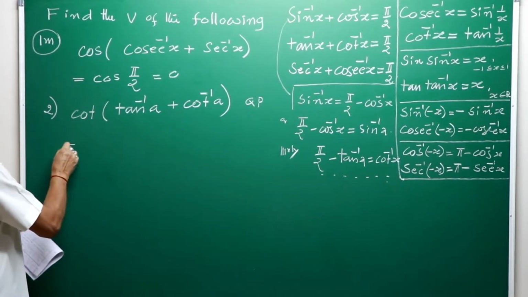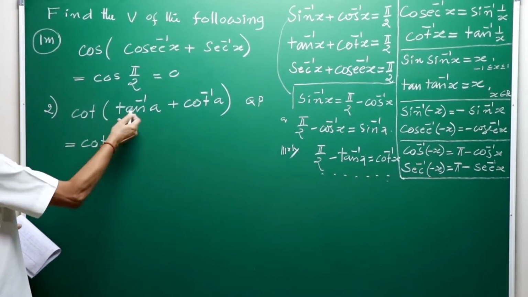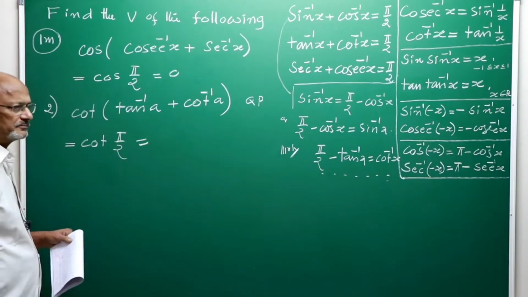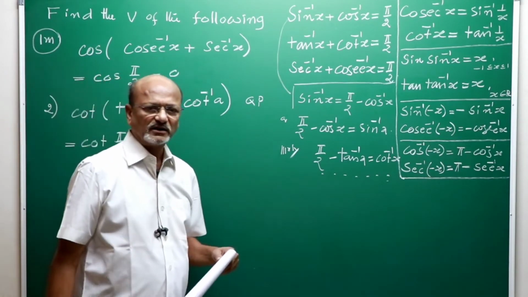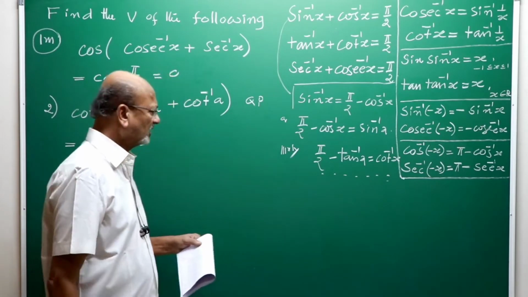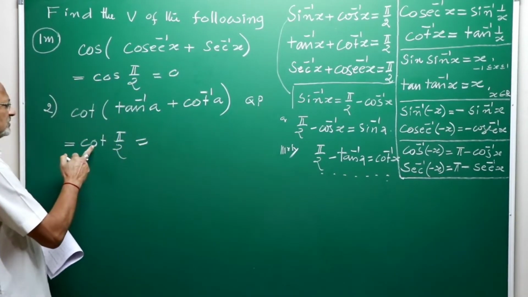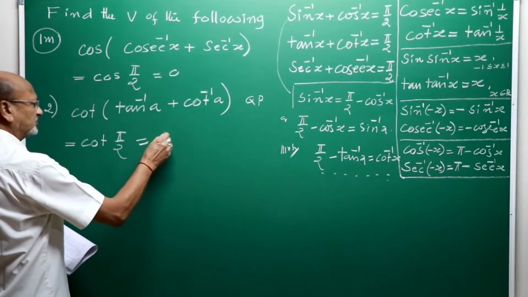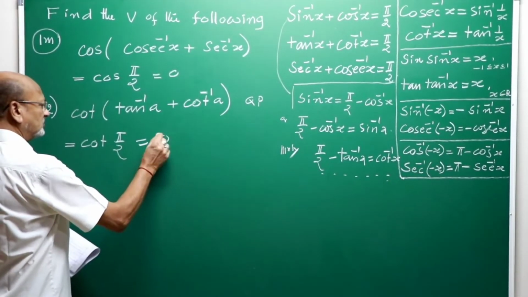What is cot of, what is this value? 90 degrees, pi by 2. What is cot 90? Cot 90 is cos 90 upon sin 90. What is cos 90? 0. So it is 0. Cos 90 is 0.